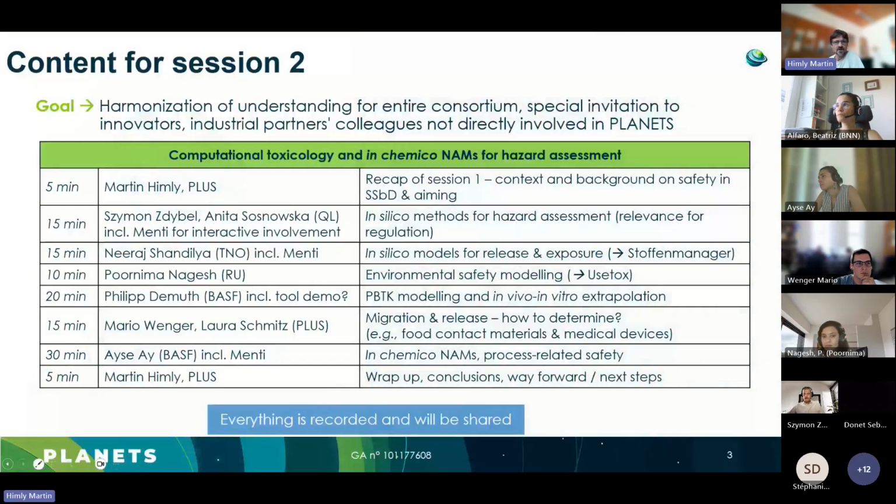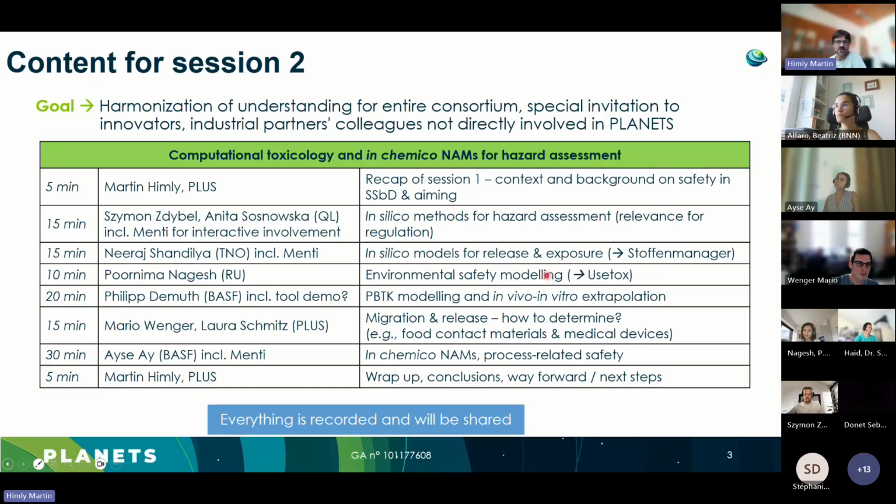Today we have a very interesting next step in the safety dimension. After a very short recap of session one, which we did last week on the background, basically really starting at the A and B of safety assessment, we will dive into in silico methodology. As we already had a QSAR training, which you can look up in our resources of materials, we are going to focus a little more on the relevance for regulation in the context of QSARs here today. So, in silico methods for hazard assessment. And then we dive into in silico models for release and exposure.